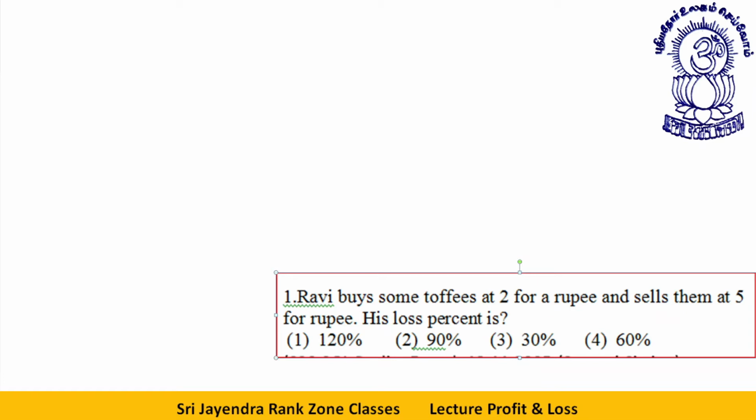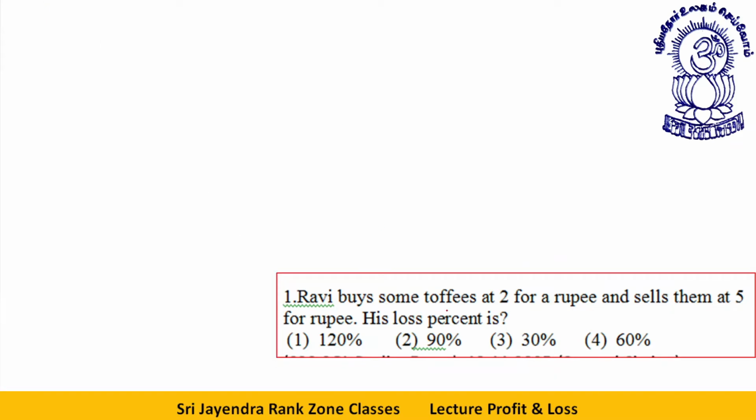Dear students, today is class number 3 for the topic profit and loss, and it will be topic exercise number 5. It might be tough, but I'm sure I'll make it very easy for you, and you'll be able to do all the questions very easily. Simple unitary method, and you'll be able to solve all the questions. Okay, let's start.